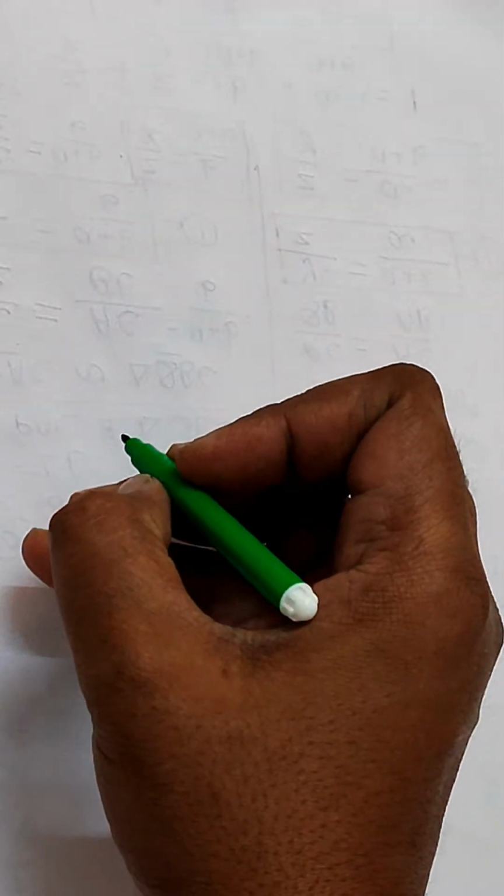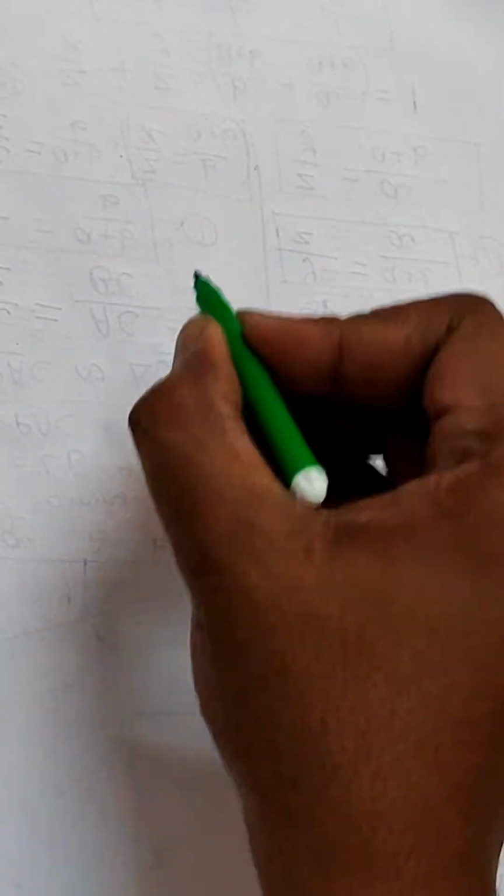We will solve one question of vector product and dot product, where it's given that the magnitude of the vector product of two vectors is root 3 times its scalar product.